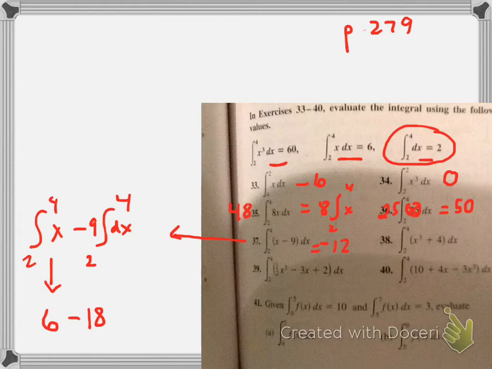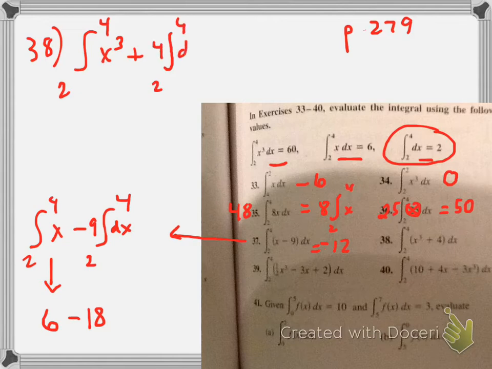The integral of x cubed plus 4 would be the integral of x cubed plus the integral of 4. This technically has a dx on it, but I often forget to write it. The integral from 2 to 4 of x cubed, they said, is 60. The integral of 4 times dx from 2 to 4 is 6. So 4 times 6 is 24. That is 84.